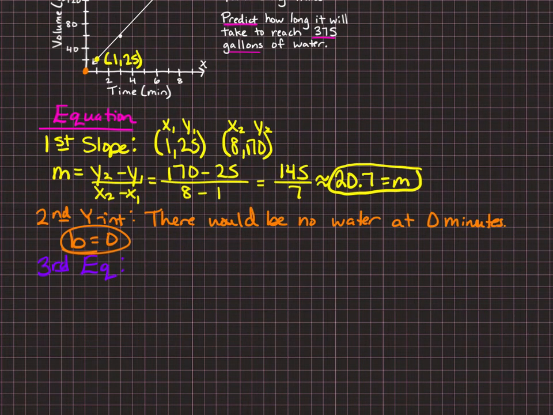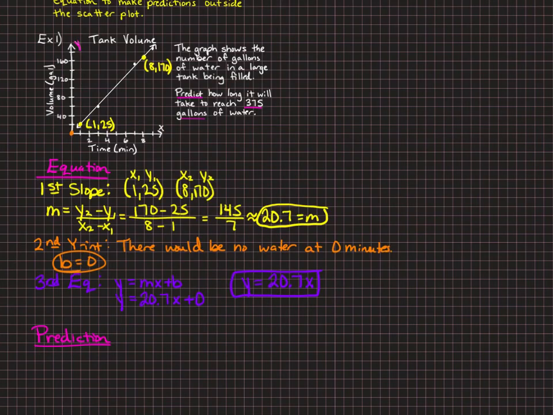So then our last step is just to write the equation. We always plug into y equal mx plus b. In this case, m is about 20.7 and b is 0. So we get the equation after we simplify of y equal 20.7x. So we've got our equation. So now we're ready to make a prediction. Let's read back through our problem. It says predict how long it will take to reach 375 gallons of water.